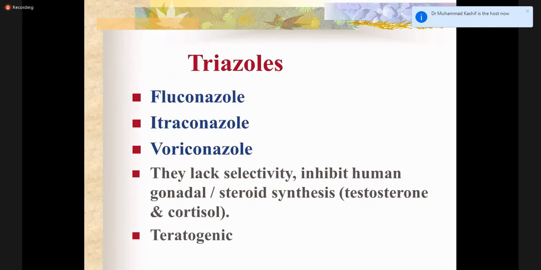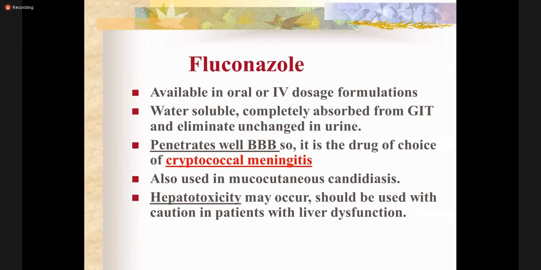Fluconazole, itraconazole, and voriconazole are the triazoles, and they lack selectivity, inhibit human gonadal steroid synthesis, testosterone and cortisol, and they are also teratogenic in action. Okay, so we will discuss them one by one. The first one is fluconazole.